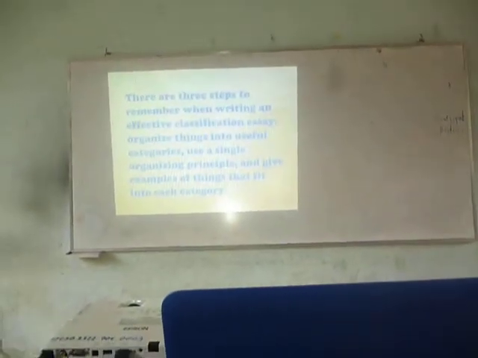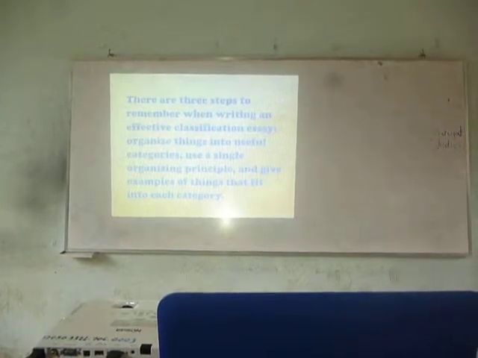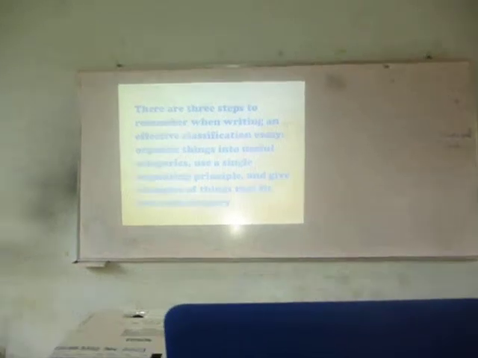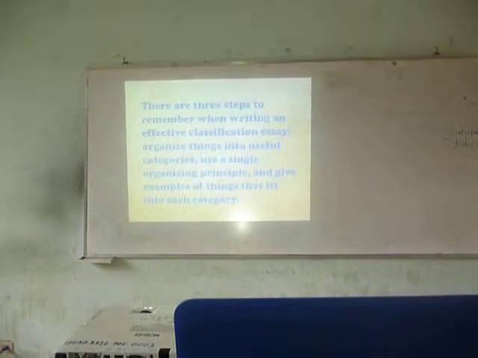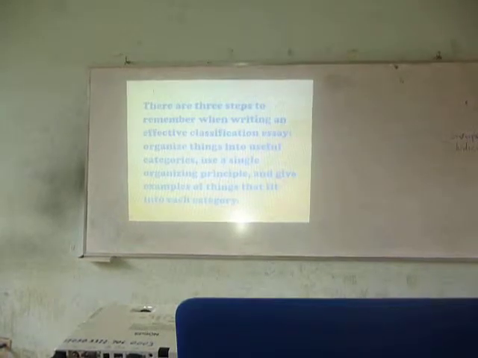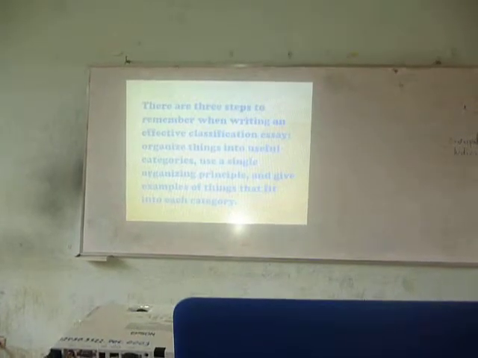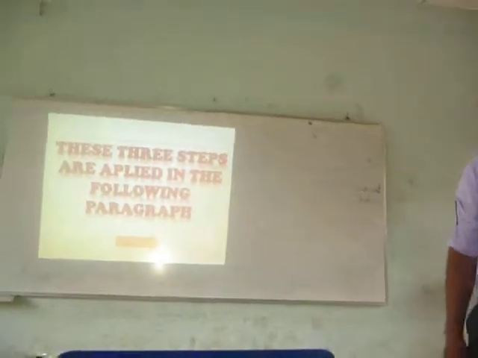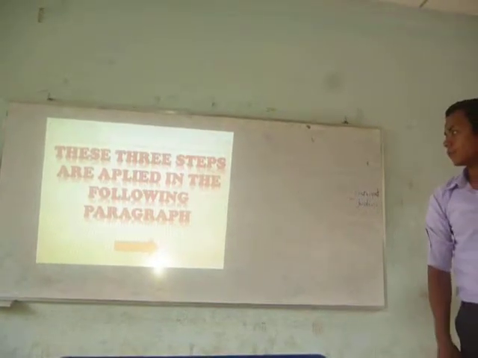There are 3 steps to remember when writing an effective classification essay. Organize things into useful categories, use a simple organizing principle, and give examples of things that fit into each category, as I was saying. These 3 steps are applied in the following paragraph.